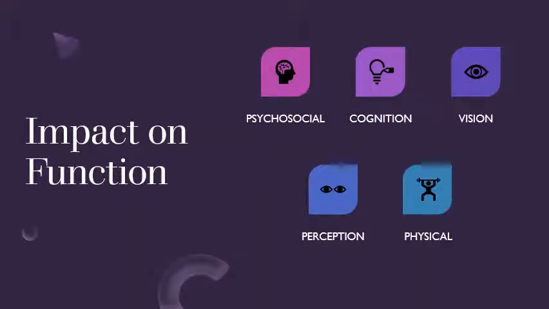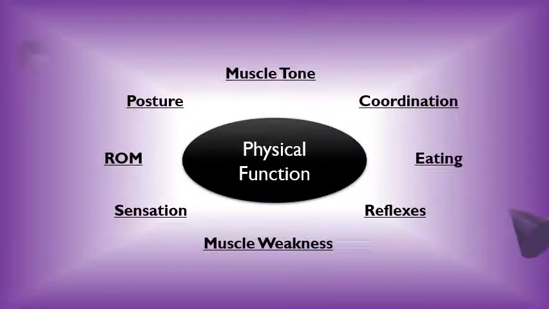Impaired function can result from physical, cognitive, visual, perceptual, and psychological changes, once again depending on the location of the injury. Here is an overview of some common factors which negatively impact physical functioning. We will take a closer look at each of them.